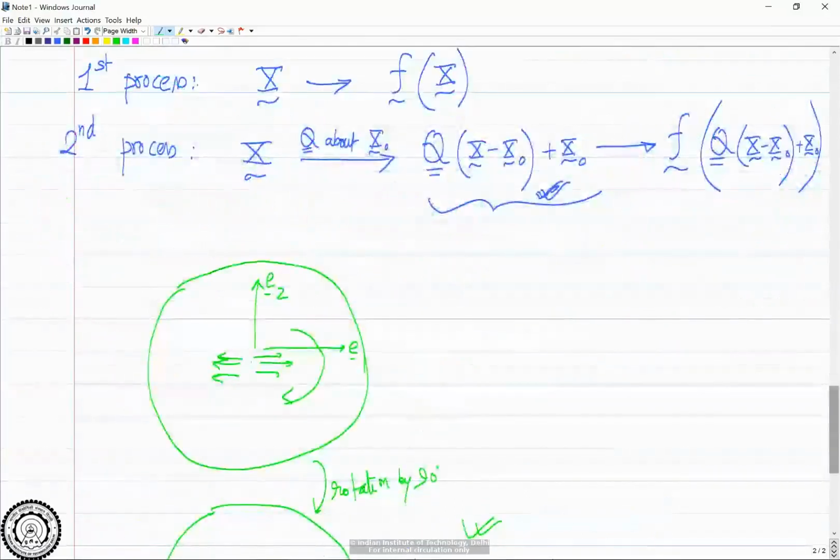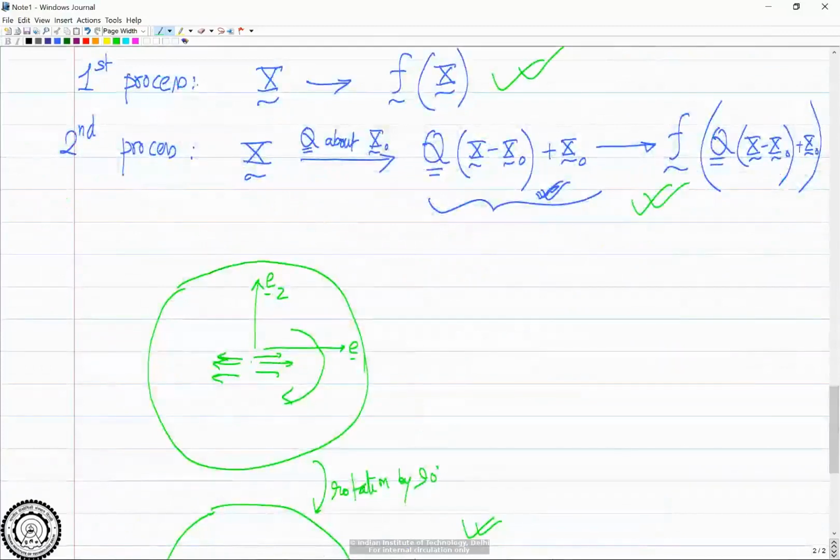So now you can see this is the first process and this is the second process. All right. Now let us try to find out what is the total deformation gradient in the two processes. All right, deformation gradient.